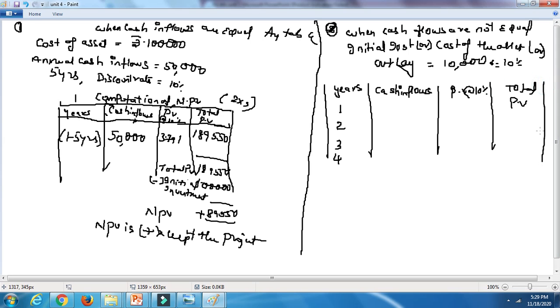So cash inflows: first year, as I said, 4,000. Second year 3,000, third year 5,000, fourth year 2,000. So PV will be nothing but you need to refer to the A3 table. I'm telling again and again what you're supposed to do. Use first year row, column PV 10%. If you check the table values, you will get 0.909. Second one 0.826. You need to check the A3 table for different cash flows.